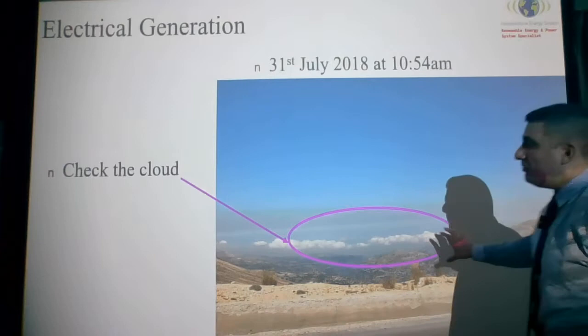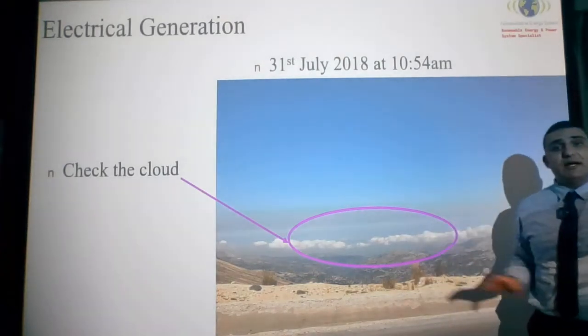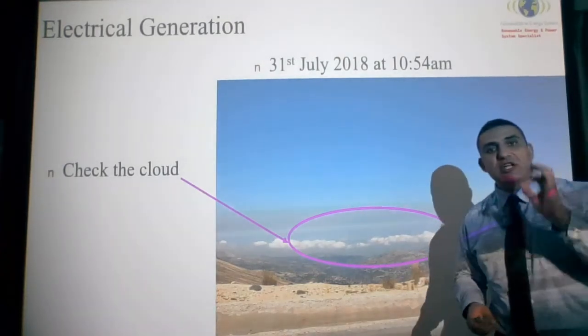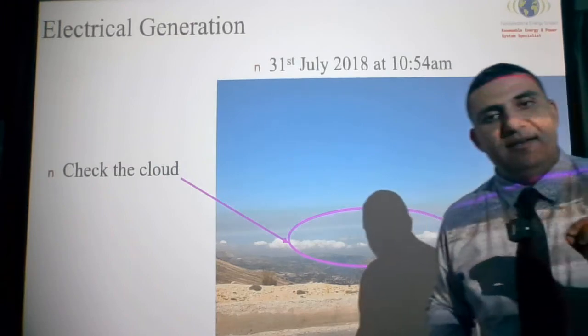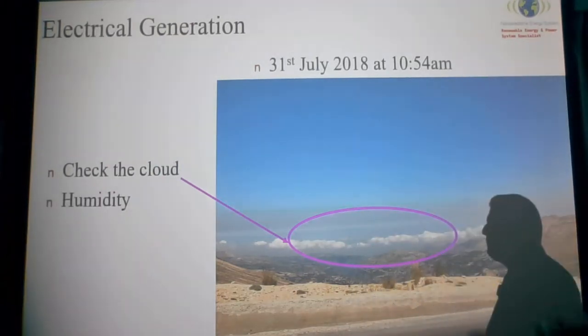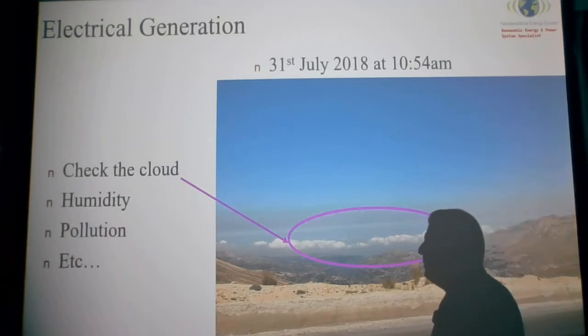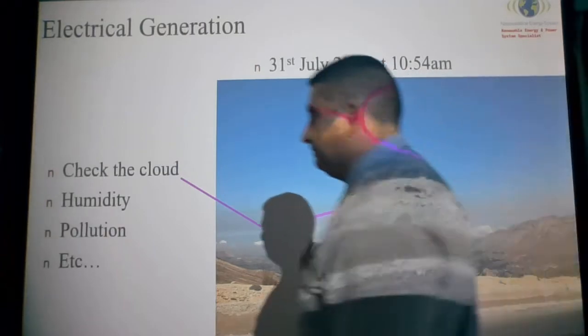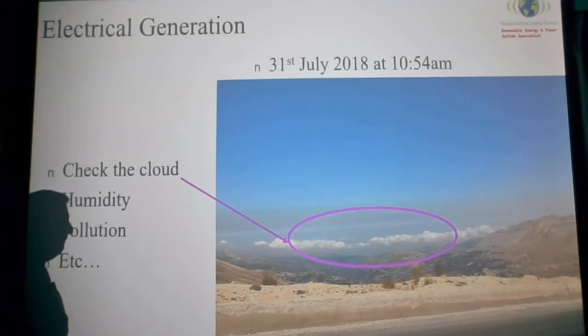So this is one point that we should consider when we design a solar system. This can be caused by humidity, pollution, etc. Any other reasons?